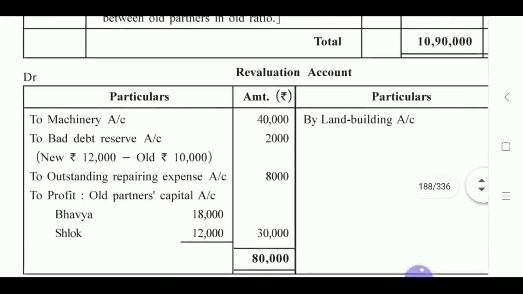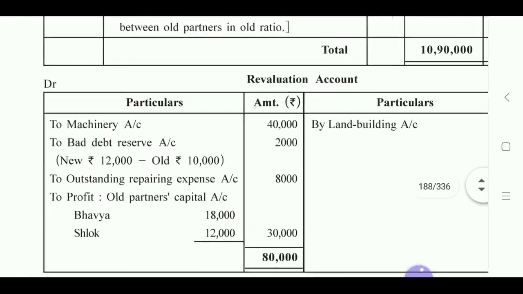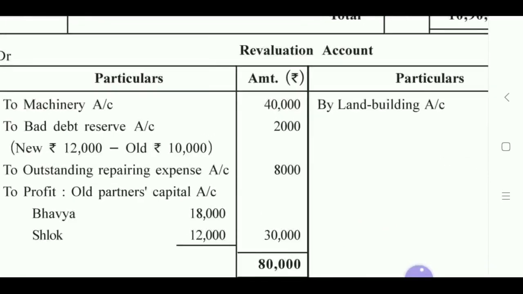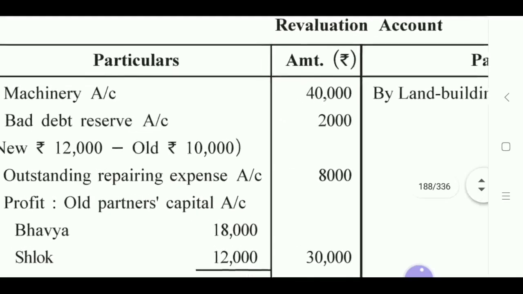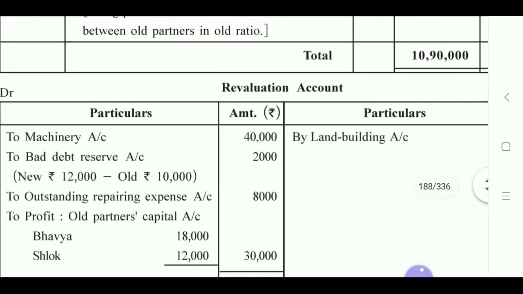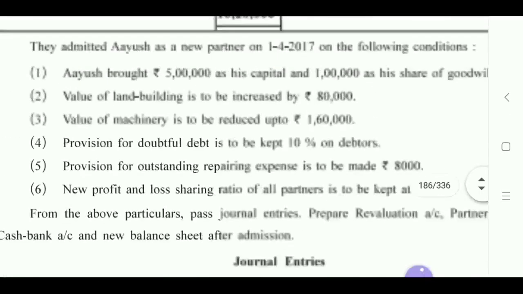Let us check the posting of this. Yes, the value of machine has decreased by 40,000. Debit, bad debt reserve 2,000. Please don't forget that while posting or while writing journal entries, you are always considering the amount of difference, meaning how much the value of the asset has increased or decreased. Same for the liability and also bad debt reserve. In the adjustment you have 2,000, so here you are going to write 2,000.